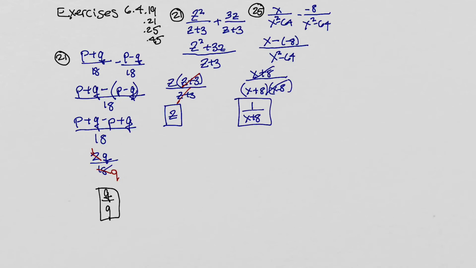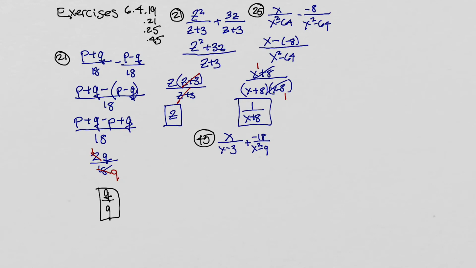Now just note here, when we cancel these x plus 8's, when you draw that cancellation line, there's really a 1 there. So when I draw that line, I really get a 1 and a 1 here. So I get 1 over the x plus 8 times 1, which is just x plus 8.